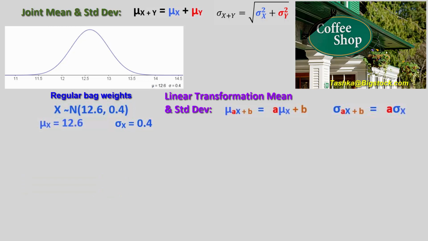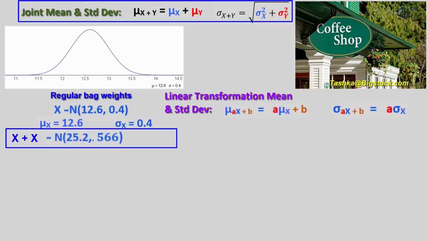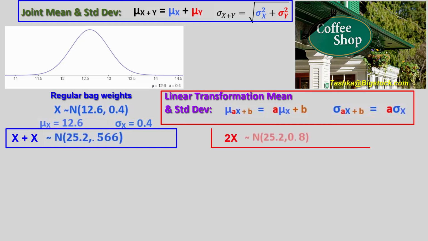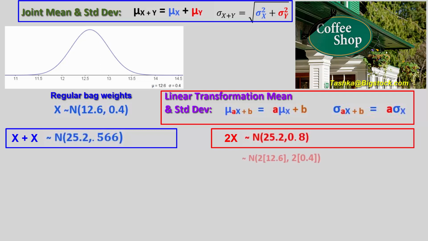Before you practice more linear transformations, let's compare the joint distribution of x plus x to the linear transformation of 2x. Returning to the problem we just did, let's eliminate the $1 charge for the special bag. 2x would be the price per bag because we're going to be charging $2 per ounce. Notice that the standard deviation is merely 2 times what it was before, but the sum of weights of 2 randomly selected regular sized bags has the same mean, but a different standard deviation from the linear transformation.